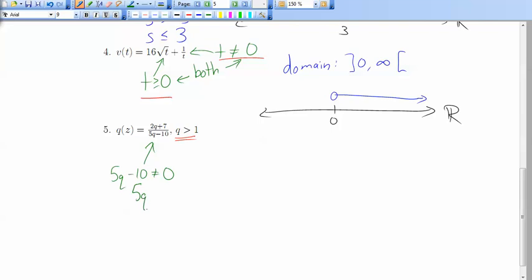Okay, so if we solve that little equation, or non-equation, I guess, since it's not equal to, we find that q can't be 2 either. So we have that q must be greater than 1 and q cannot be equal to 2. Let's draw a picture.